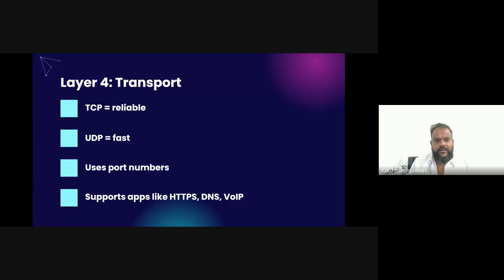TCP ensures reliability, like packet tracking. UDP trades reliability for speed, like video calls or gaming. Both are important, but it depends on the scenario of what you use it for, right? So there are all these scenarios. We'll go through all these scenarios in the next class, and you'll be very comfortable with TCP.